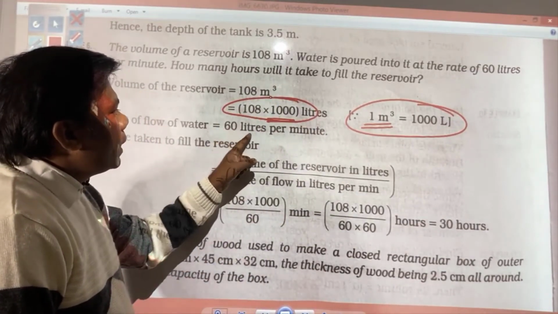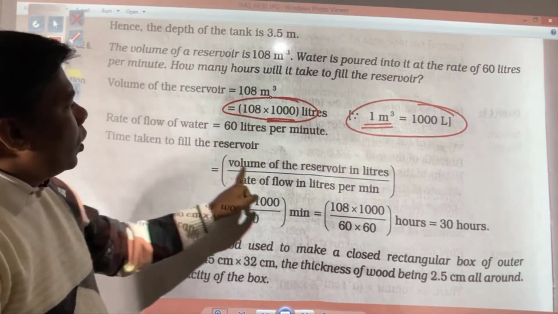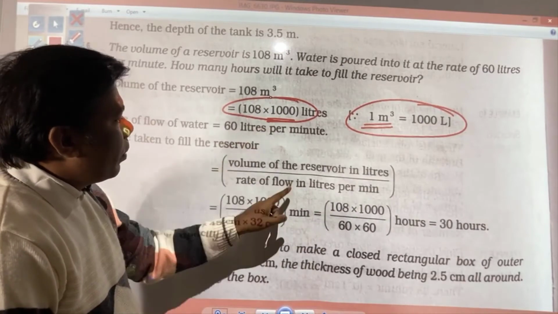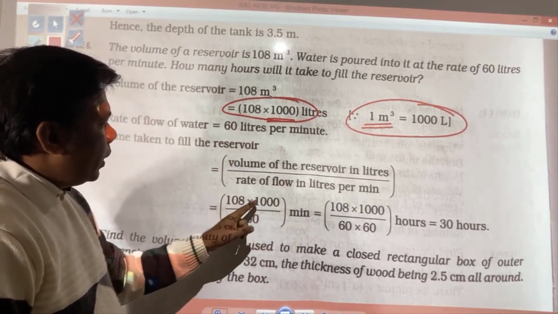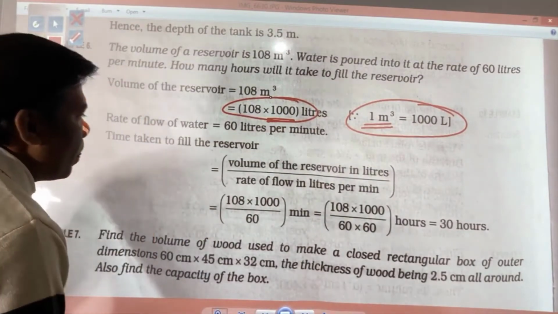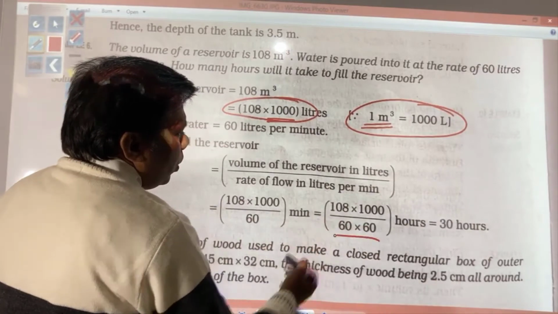So 60 liters per minute it is. So how much time will it require? So volume of the reservoir in liters divided by rate of flow per minute. So that is 108 into 1000 by 60, and that is 30 hours we have got. So this was in minutes, that's why that has been converted into hours.